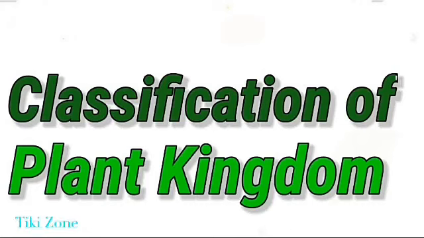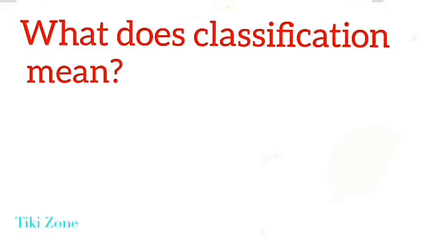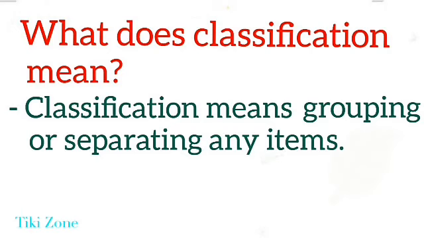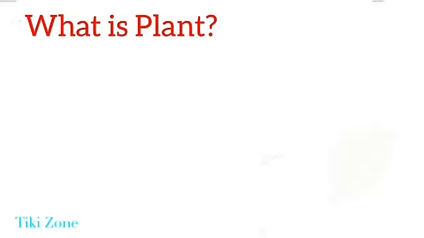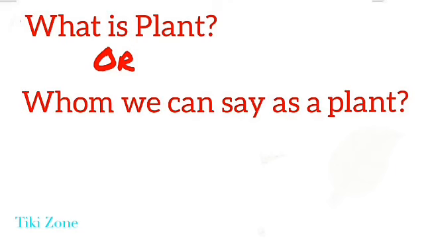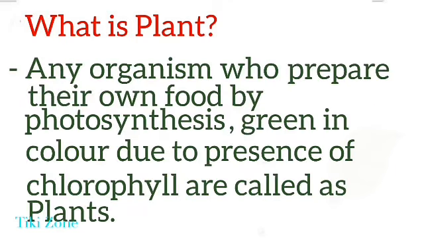Hello students, in this video we are going to discuss the classification of the plant kingdom. Before going to the classification of the plant kingdom, we have to know what classification means. Classification means grouping or separating any items. Next, plant kingdom. What does plant mean, or whom can we call a plant? Any organism that prepares its own food and is green in color due to the presence of chlorophyll is called a plant.